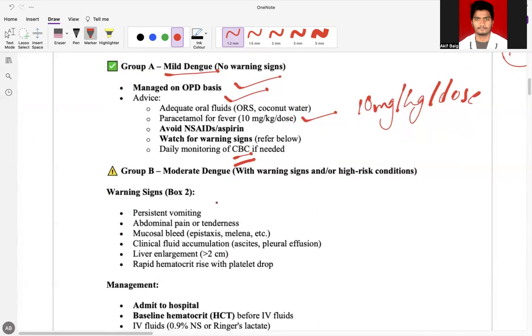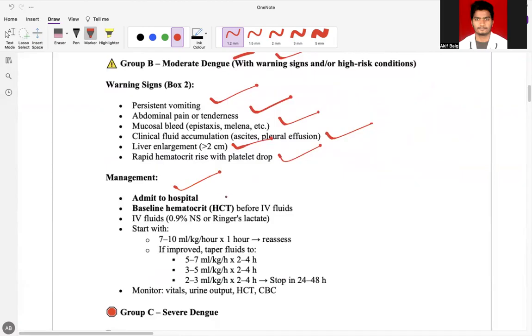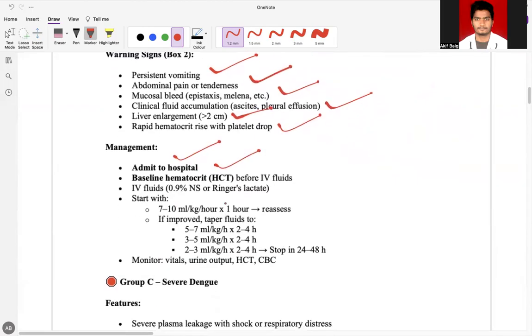Moderate dengue has warning sign symptoms like persistent vomiting, abdominal pain, mucosal bleed, clinical fluid accumulation like ascites, pleural effusion, liver enlargement of more than 2 centimeters, and rapid hematocrit rise with platelet drop. This patient you should admit to hospital, do a baseline hematocrit before giving IV fluids to see the response, and you will start giving fluids as discussed.